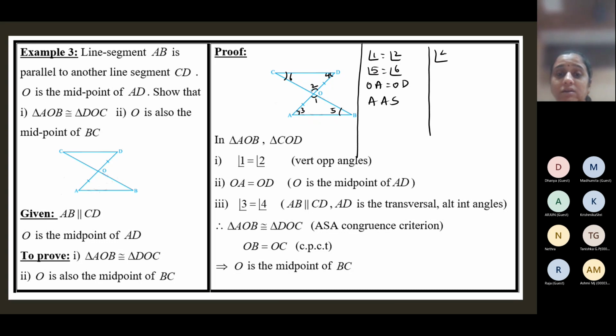If you say angle 3 is equal to angle 4, and then angle 5 is equal to angle 6, and OA is equal to OD, then also it is AAS. Please think about it and ask me if you don't understand.